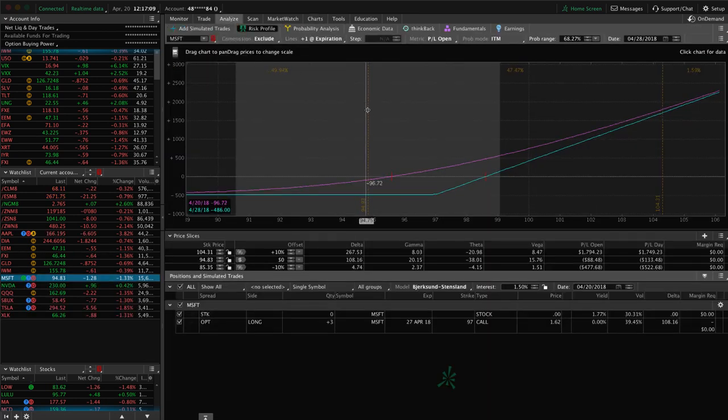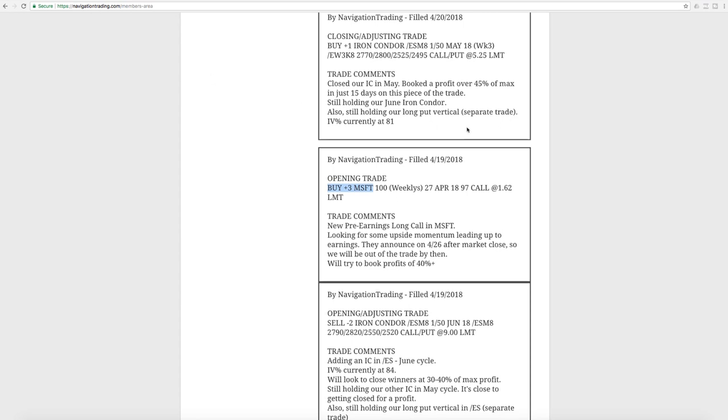If we take a look at where we're at here, we're down about 80, 85, 86 bucks on the trade. So just looking for some momentum higher, some expansion in implied volatility would also help that position, which we typically get leading up to earnings.